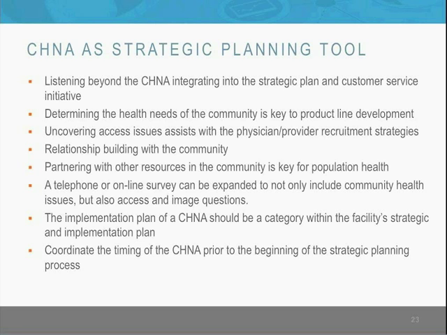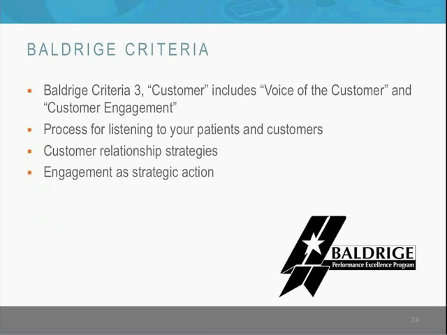So on the next slide, many hospitals use Baldrige criteria to guide their planning and quality. We worked with a hospital that did win the Baldrige Award. And there's a category in the Baldrige criteria of customer, which includes the voice of the customer and customer engagement. And the CHNA process specifically has those as explicit goals to include community and customer input. Most hospitals have a customer relationship strategy of some sort, as well as customer engagement as a strategy in their action plans.